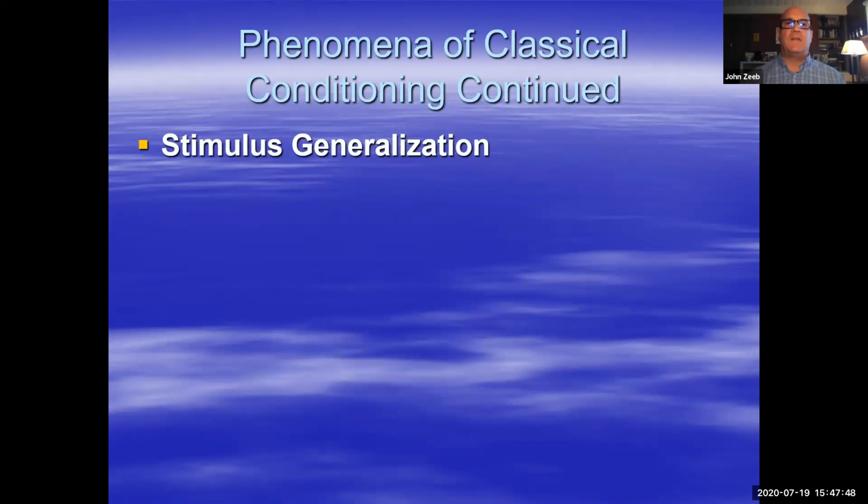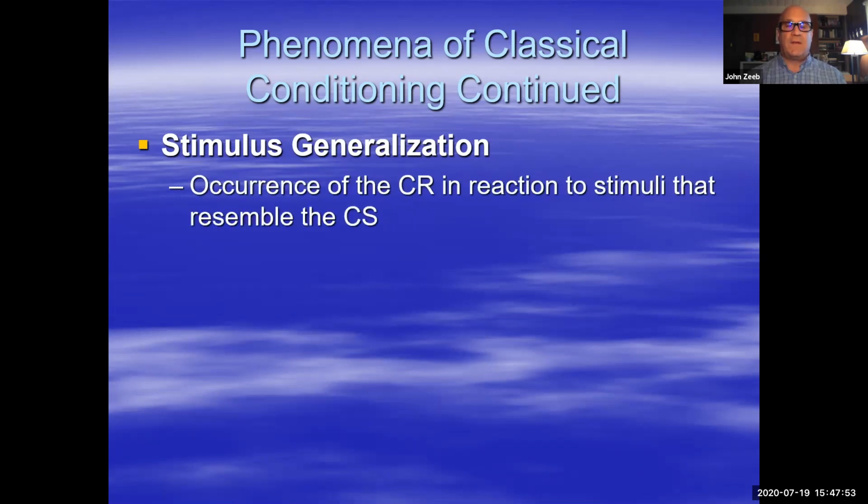Next, we go to something called stimulus generalization. This is an occurrence of the conditioned response in reaction to stimuli that resemble the conditioned stimulus, okay? In other words, what we're finding is that the subject is not only reacting to the conditioned stimulus, which it was trained on, obviously, but may also react in the same way to other stimuli that resemble the conditioned stimulus in some way. So they're generalizing the response to other stimuli that resemble the original conditioned stimulus.